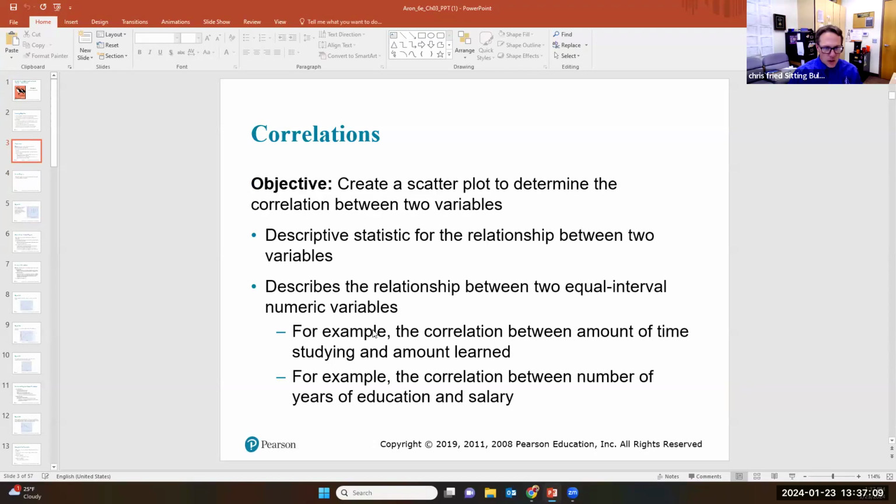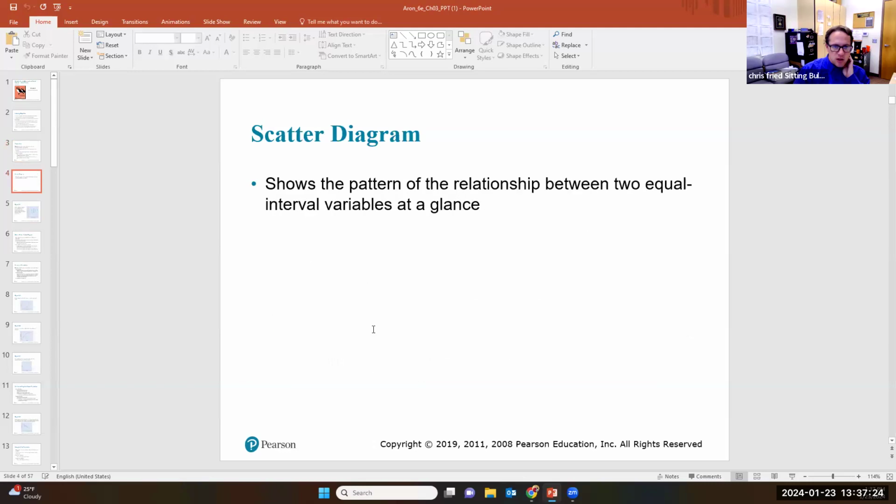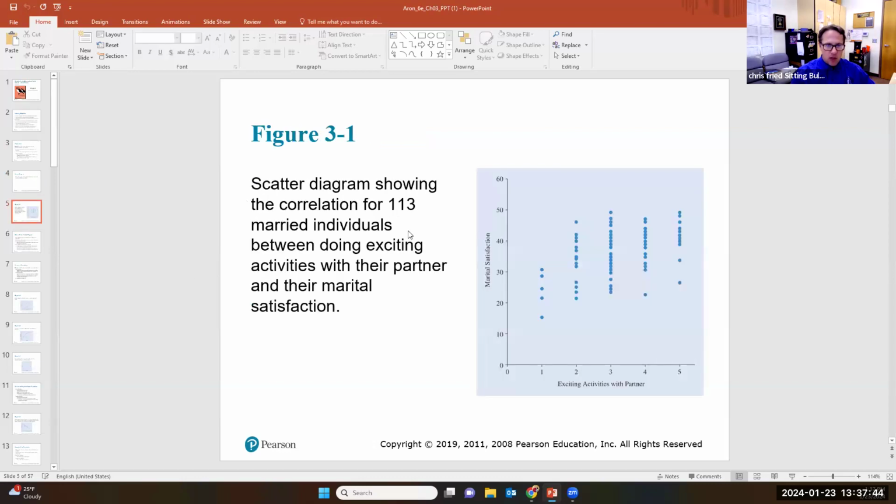Correlations, okay? So correlations are a way to show a relationship between two different variables. That's what this section of the chapter takes a look at. Some different ways to represent that include scatter diagrams. A scatter diagram shows the pattern of relationships between two equal interval variables at a glance. Remember from last chapter, we touched base briefly on equal interval variables and what those look like.